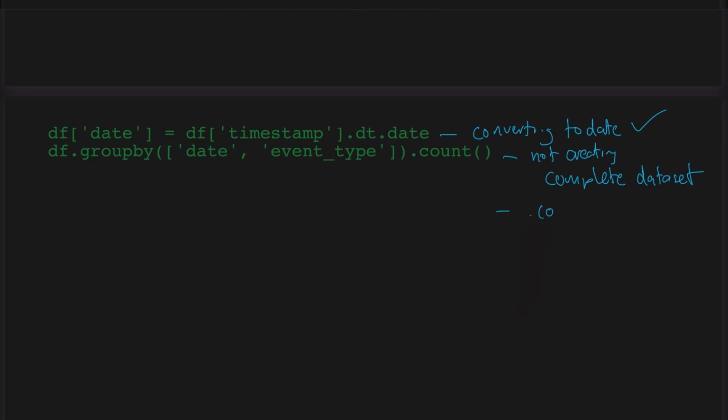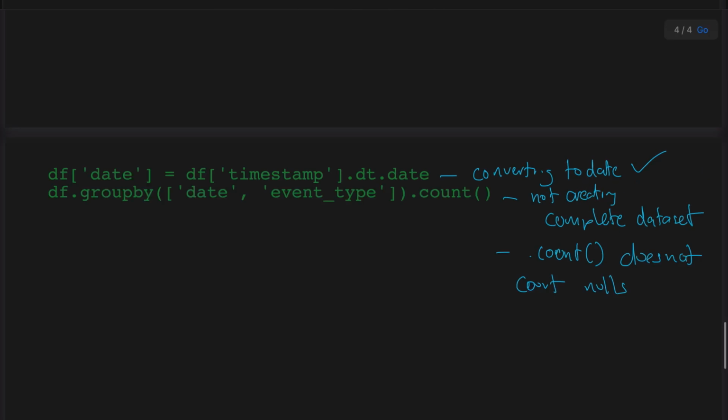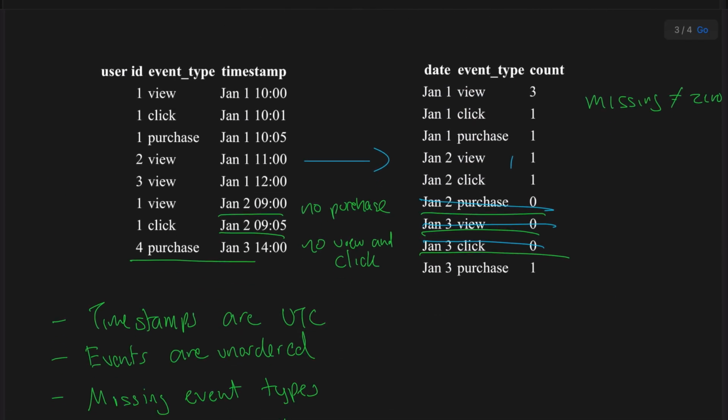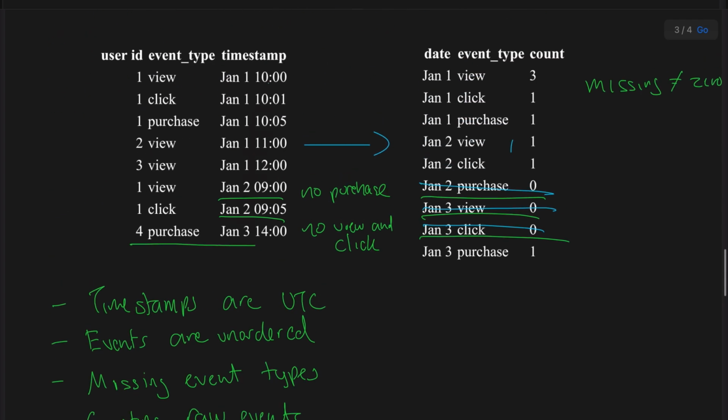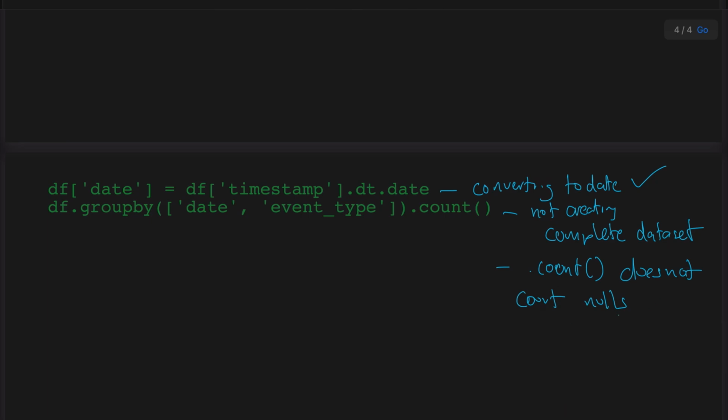Another thing to note is that dot count does not count nulls. This is important to know because in our input sample, all of our data is filled in. But if there was a null in the timestamp or event type or something like that, we would still want to count it. Doing this count will give you ambiguity. So for this one, we want to use dot size, and that will actually count all rows, irrespective of if it's null or not.